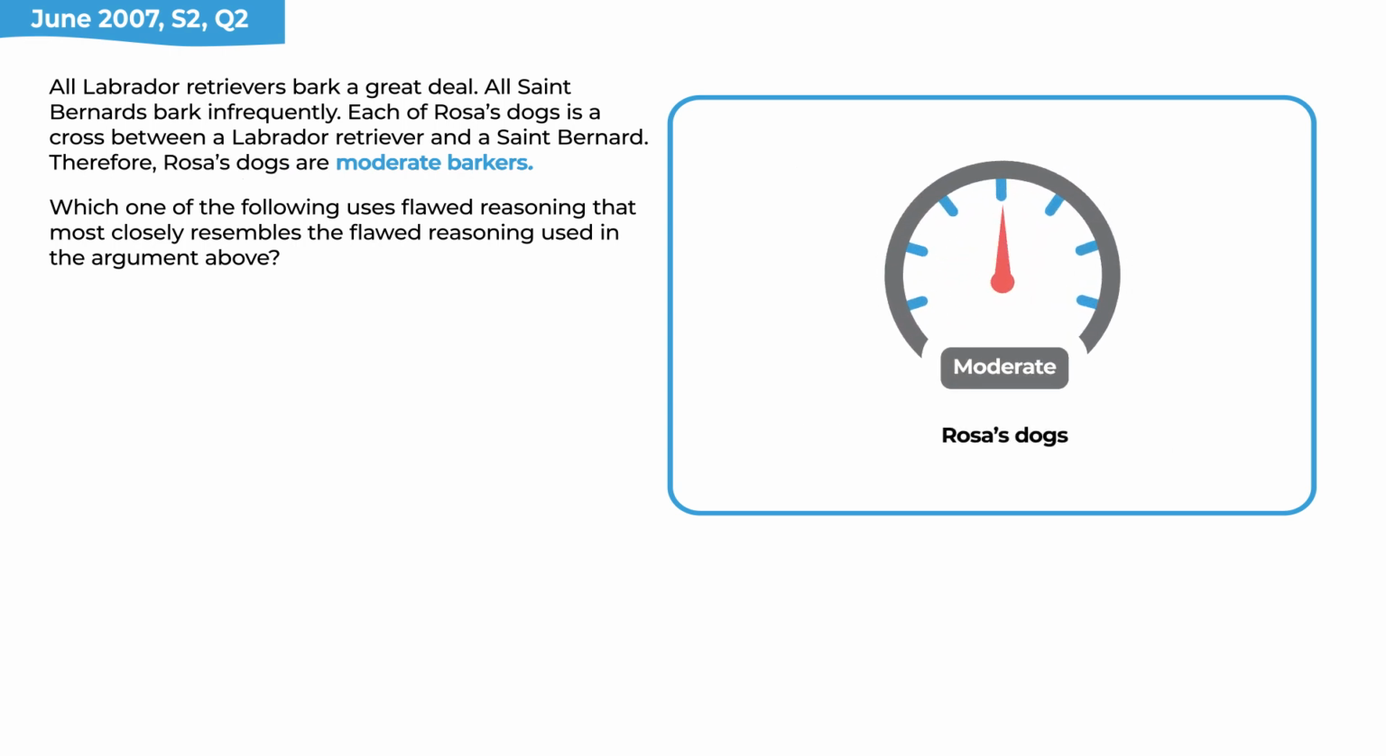So what we're looking for is an answer choice that says that if you take these two things that lie on opposite sides of the spectrum and you blend them together, what you're going to get is something that is somewhere halfway between them. So now that we've got an idea of what we're looking for, let's go into the answer choices and see what we get.